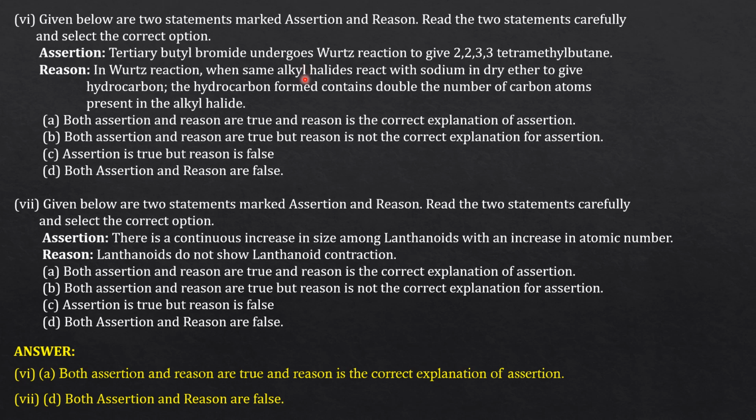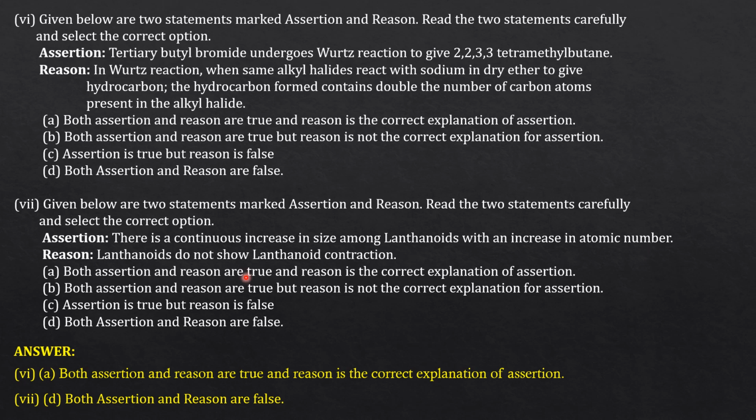As I said, N-octane also contains double the number of carbons of tertiary butyl bromide, but that is not the product here. So the reason is not valid. The original reason should be that the carbon containing the halogen gets bonded from two molecules when subjected to Wurtz reaction.